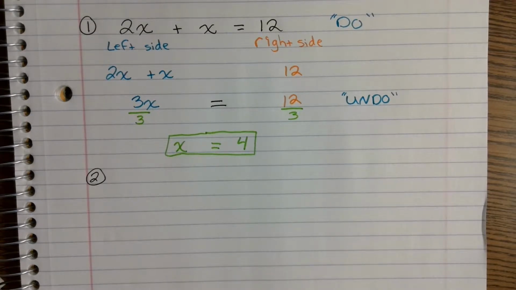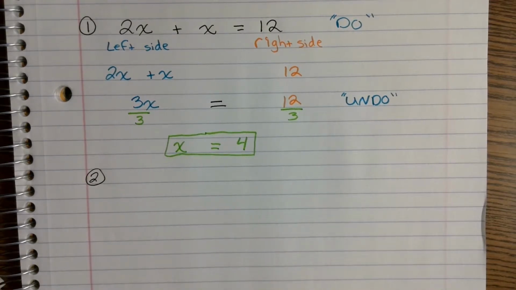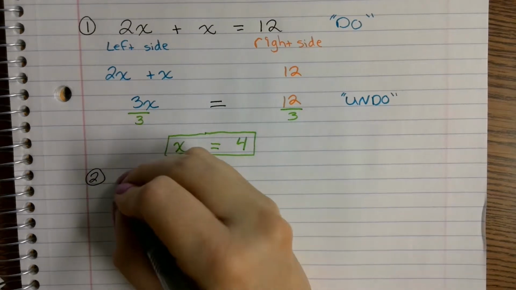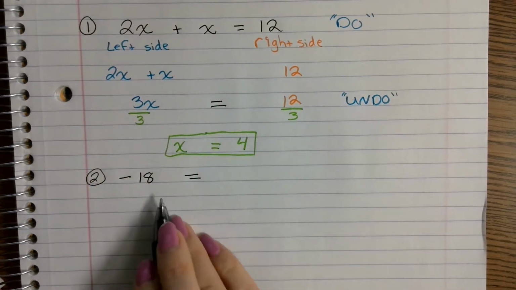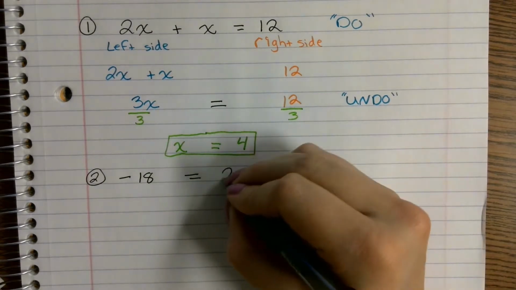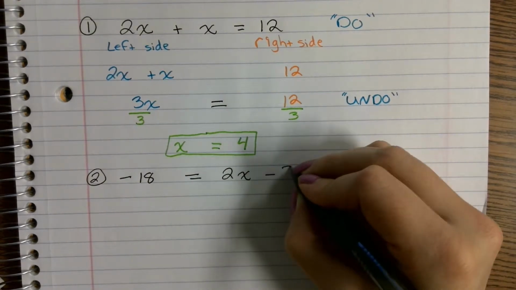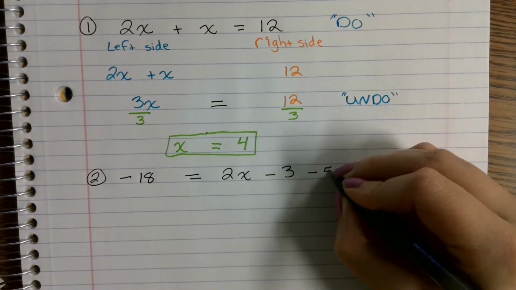I'm going to throw a lot of different examples of multi-step at you with any kind of scenario. So you'll probably see whatever it is that you might be thinking, you'll see it. All right, so if we've got negative 18 is equal to 2x minus 3 minus 5x.